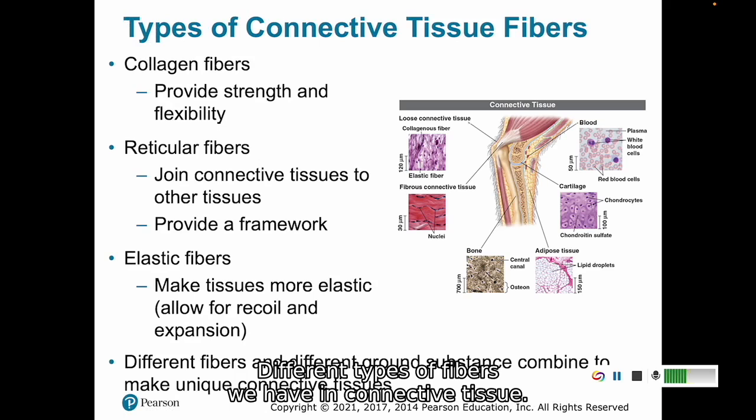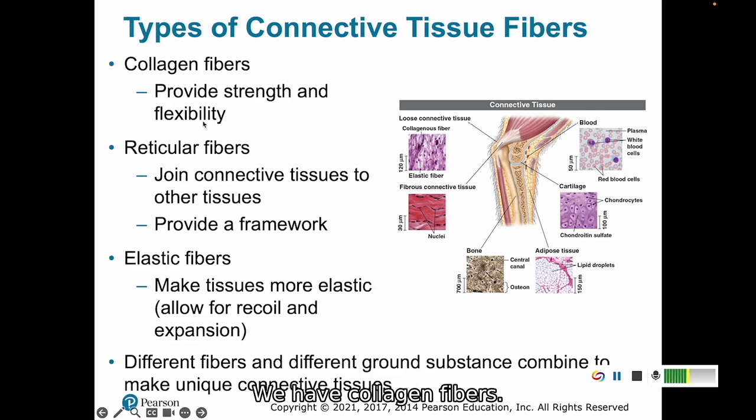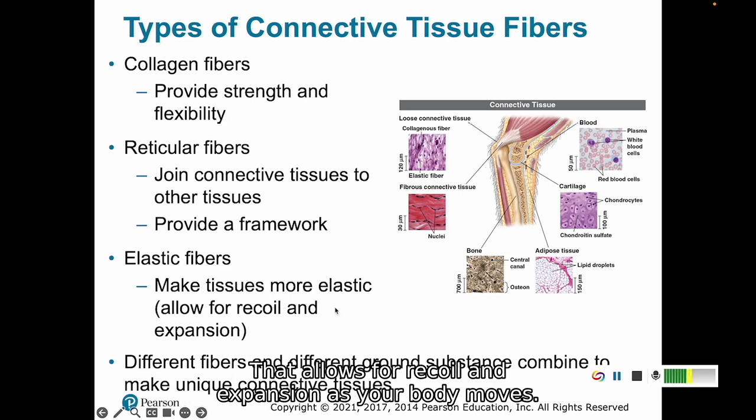Different types of fibers we have in connective tissue. We have collagen fibers. So collagen fibers are going to provide strength and flexibility. Reticular fibers are going to help join connective tissues to other tissues. So they help provide a framework. Elastic fibers make tissues more elastic. That allows for recoil and expansion as your body moves.